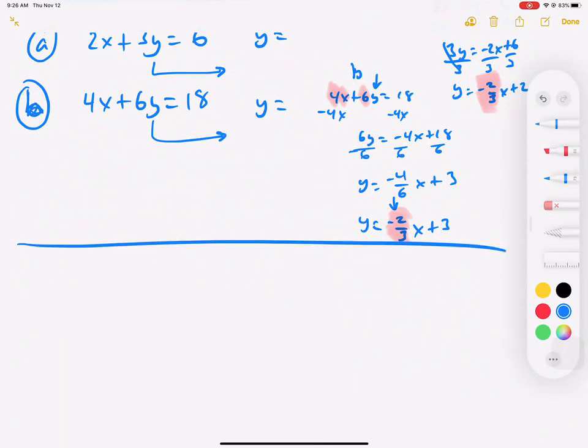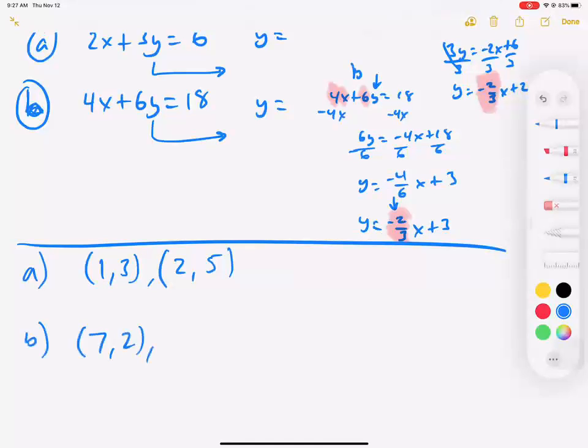If I give the points, line A goes from (1, 3) to (2, 5). Yeah, let's do this. And line B goes from (7, 2) to (8, 4). Are these lines parallel?